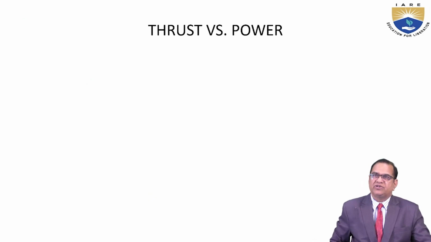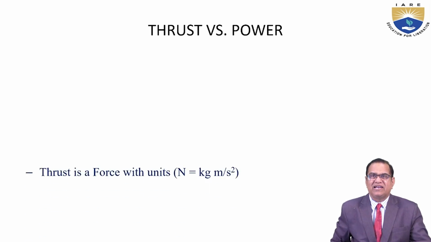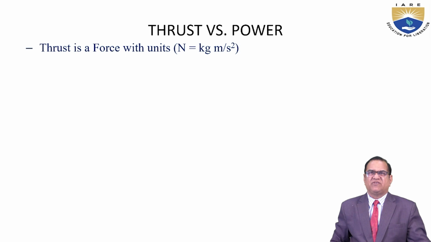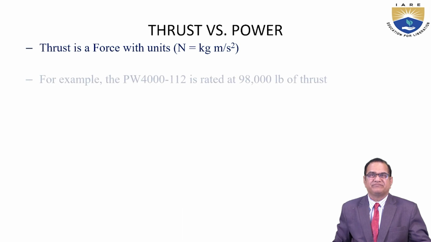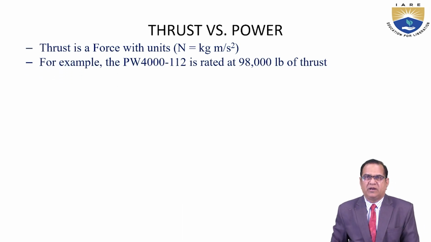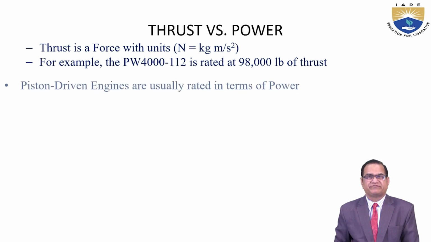Now we will discuss thrust versus power. Okay, so how are thrust and power related with each other? Thrust is a force with the units Newton, that is kg meter per second square. Meter per second square is an acceleration, so it is ma. For example, the PW 4000-112 is rated at 98,000 pounds of thrust. So it is like Newton, it is a force.